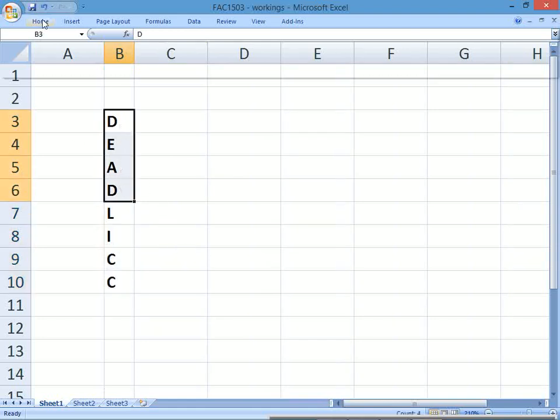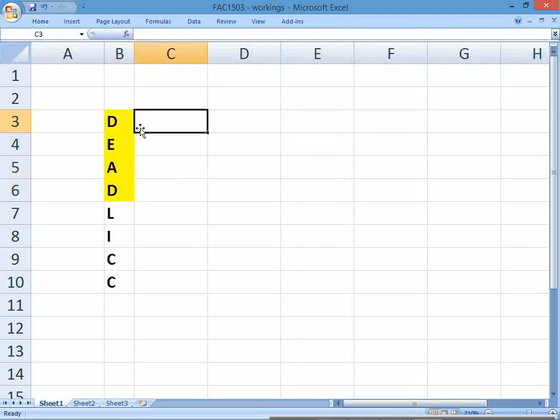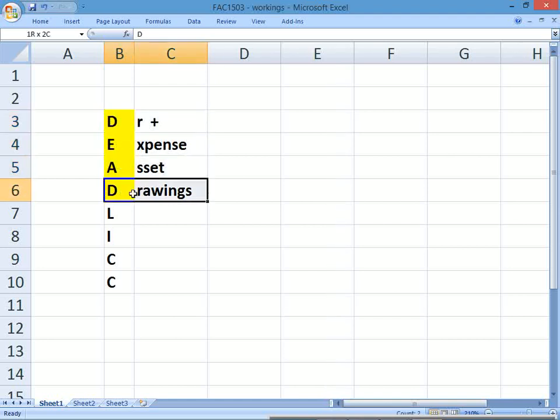Okay, the first word has meaning. It's debit, which is the plus: expenses, assets, and drawings. Drawings, assets, expenses. So that's what you write down. You write down DEDLIC. It's debit plus expenses, assets, and drawings.